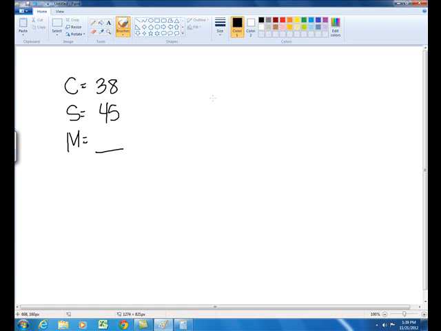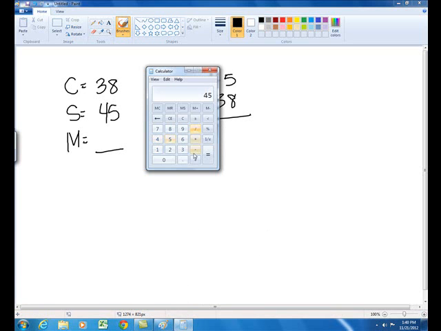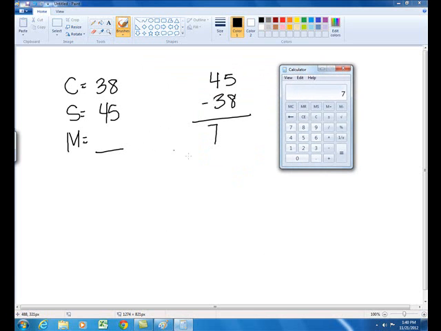Well, if the item costs me $38 and I'm selling it for $45, that means every time I sell it, I'm making $7, or 45 minus 38 equals 7. So every time I sell that item, I'll make $7 because I only had to pay $38 for it and I'm selling it for $45.